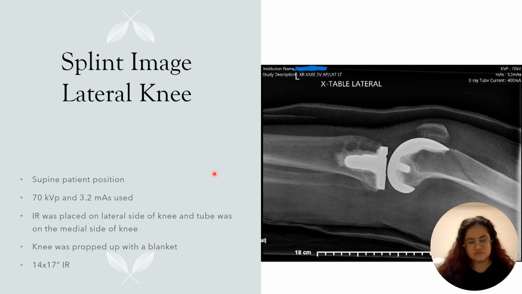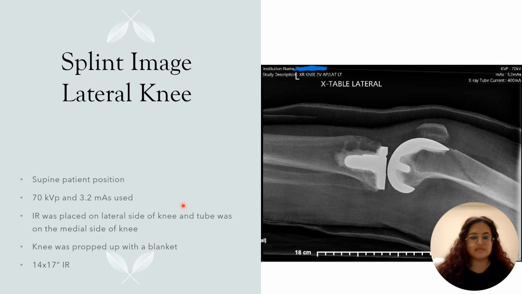For the lateral of the splint image, they did another cross table lateral. And again, we can see the fracture right here. We have our proximal femur. We have our distal femur. We have our proximal tib fib. And for this, again, the patient was supine. The technical factors used 70 kVp and 3.2 mAs, as we can see right here, and 400 mA.